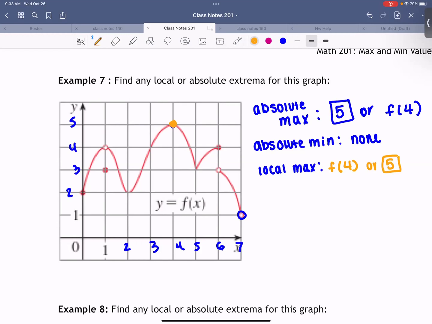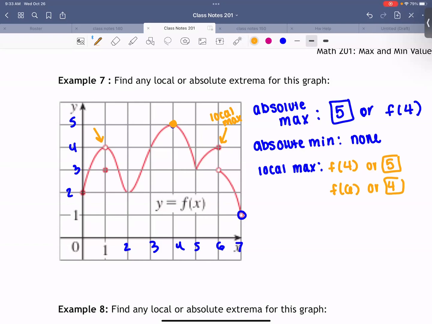Any other ones? Oh, I hear 4. And there's actually two places where we have 4. We have this point here and this point here, right? Which point are you talking about? On 6. f of 6, right? f of 6 is a place where the function is higher than everything around it, which is our definition. So this is an example of a local max. So f of 6 or 4 is a local max here.